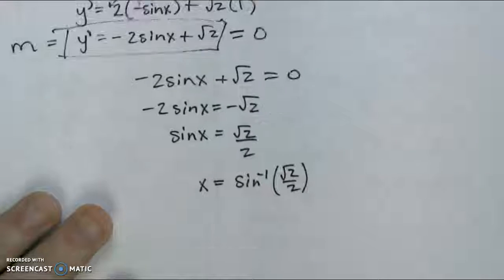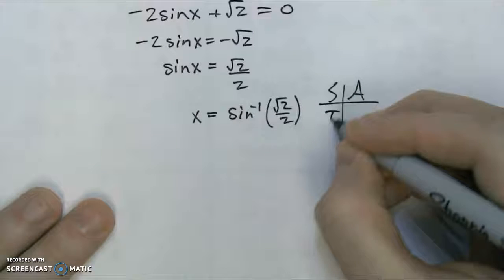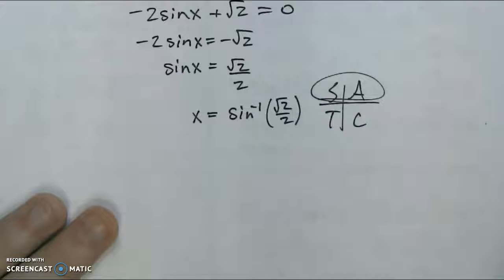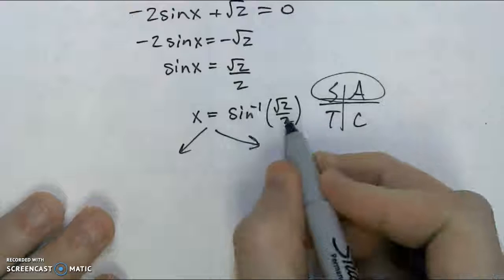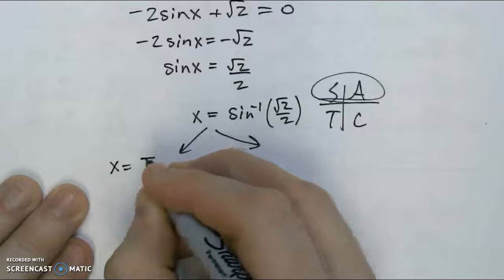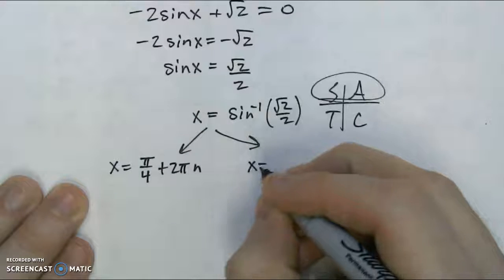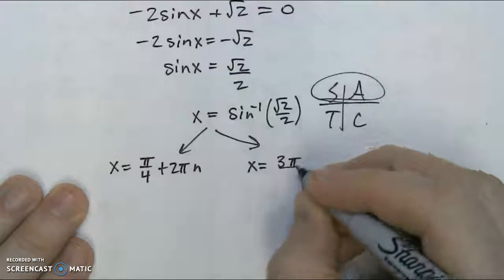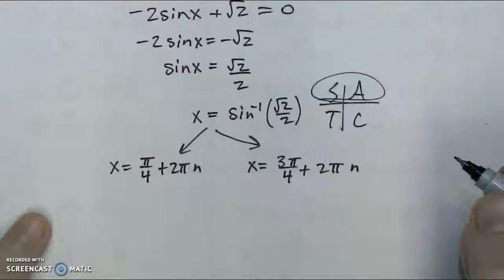Okay. Then we ask ourselves, where is sine positive? And that'll be in quadrants 1 and 2. And so we've got two answers here. We know sine of 45 degrees gives us radical 2 over 2. So that means we're going to have x equals pi over 4 plus 2 pi n. We're also going to have x equals 3 pi over 4 plus 2 pi n. And that would be your answer.